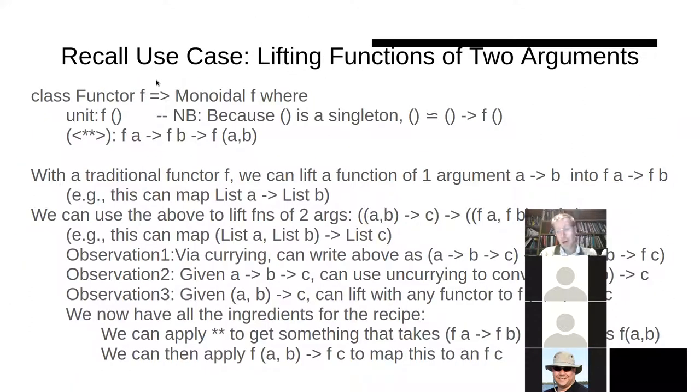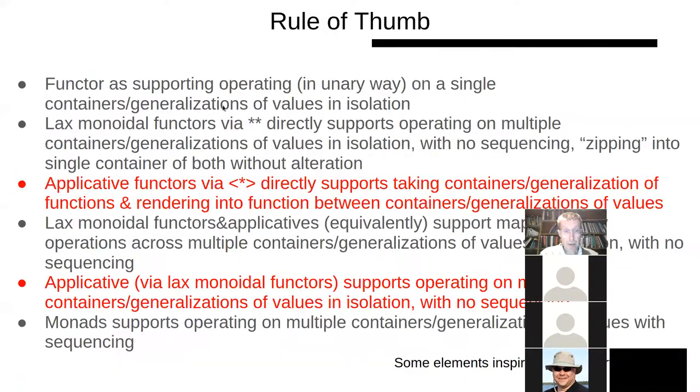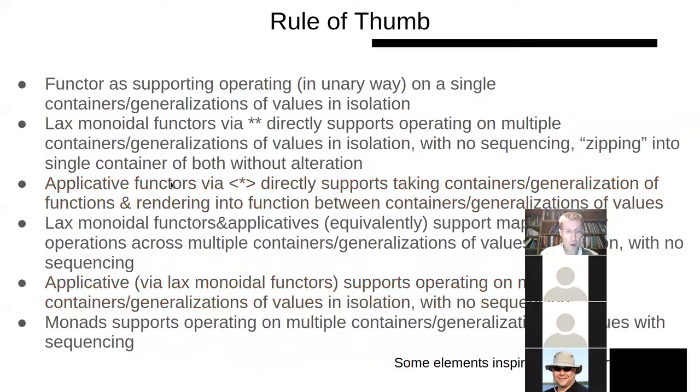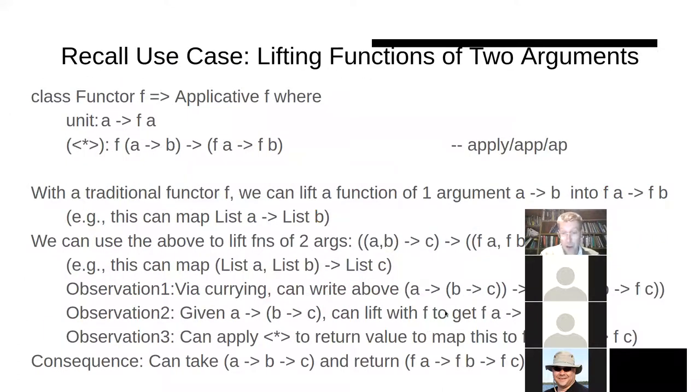So in short, this use case of lifting functions to two arguments, of wanting to map pairs of generalized values into a final value using just a recipe for operating on the values themselves, that can be addressed with monoidal functors, and that can be addressed with applicative functors. We could do so in either way. Now, both of them allow us to support operating on multiple containers or generalizations of values in isolation with no sequencing. There's no sequencing here.